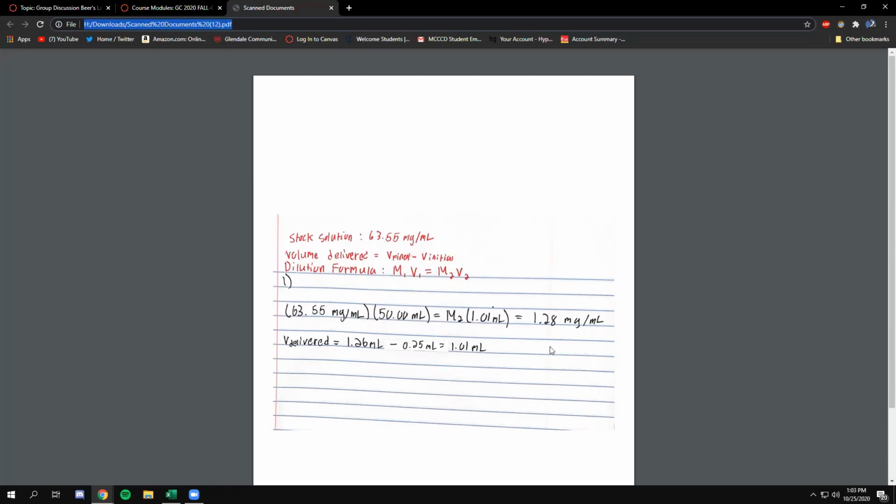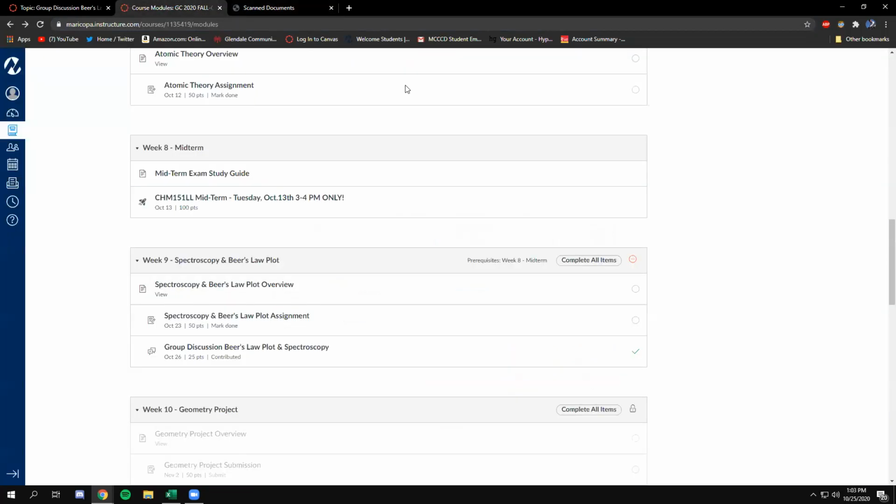So the way we determine the volume delivered is we use the 1.26 milliliters and 0.25 milliliters, which are the first set of numbers that we were given. So 1.26 milliliters minus 0.25 milliliters gives us 1.01 milliliters. So that's what we plugged in for V2. And once all these numbers are plugged in, for M2 we get 1.28 milligrams per milliliter. So that's the example of the math that we did. And I'm going to pass it on to my partner.